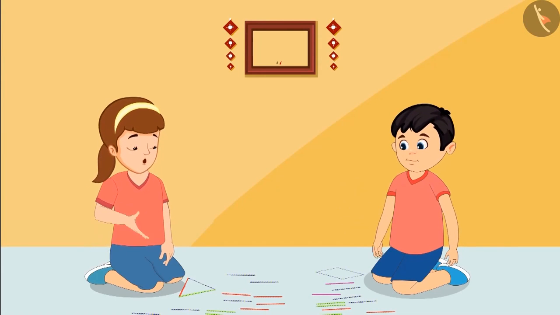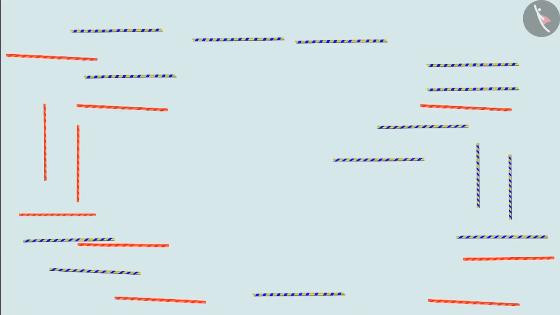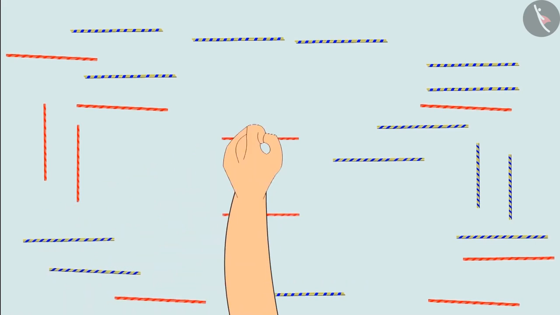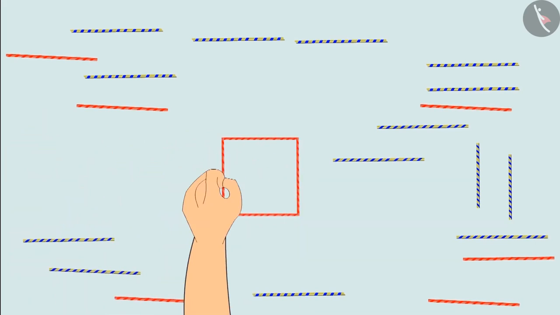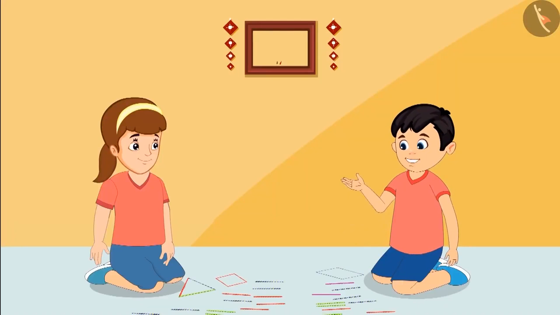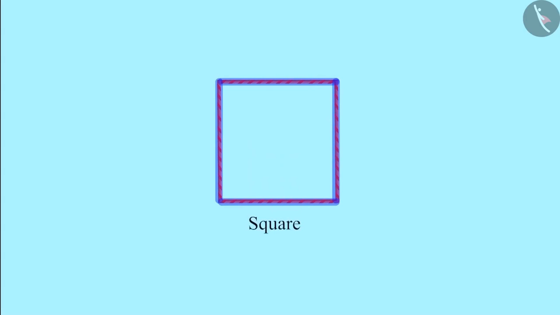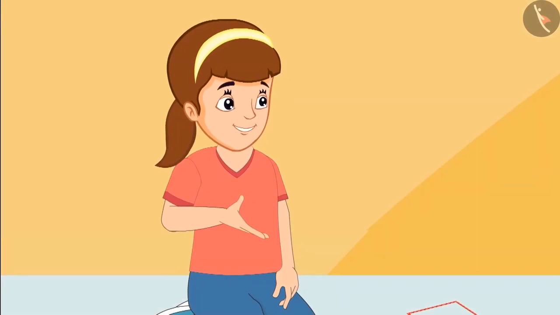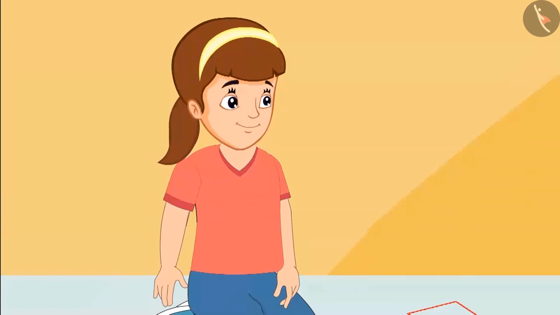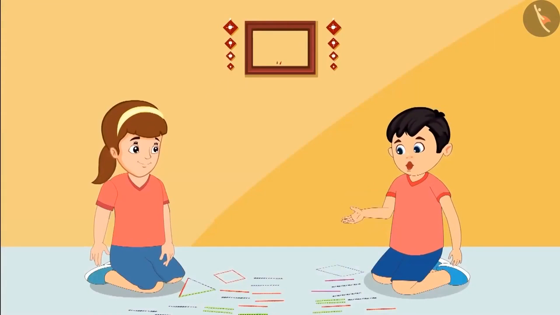Now I will also make a rectangle. Neha, use 4 equal length straws to make a rectangle. Children, do you remember what we call this shape? Come, let us see. Neha, we call this shape a square. Chotu, this shape is also made of 4 straws. Why is it a square then?